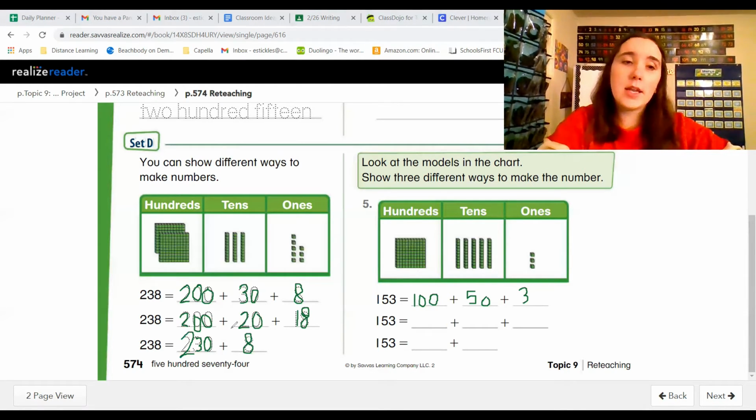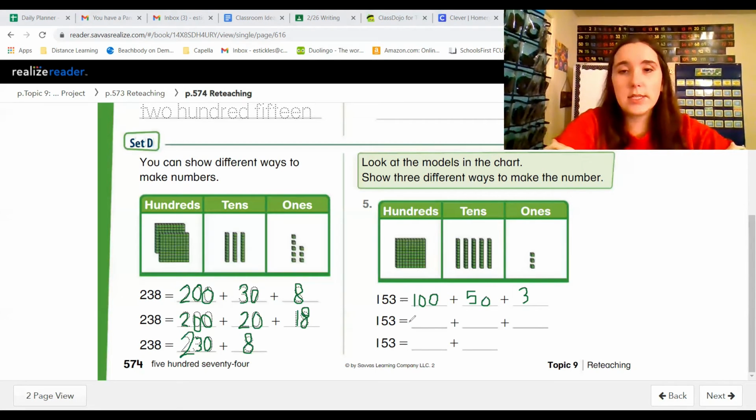Now I'm going to do the same thing I did over here. I'm going to take 1 ten and regroup it with my ones. So my 100 is going to stay the same. But instead of having 5 tens, I'm only going to have 4 tens. So that would be 40.